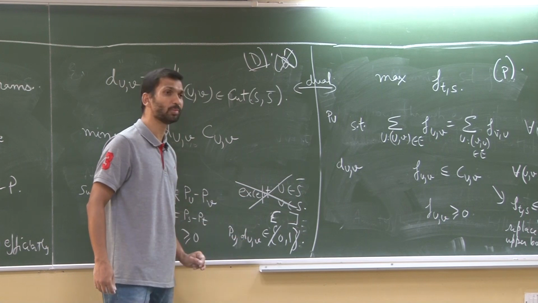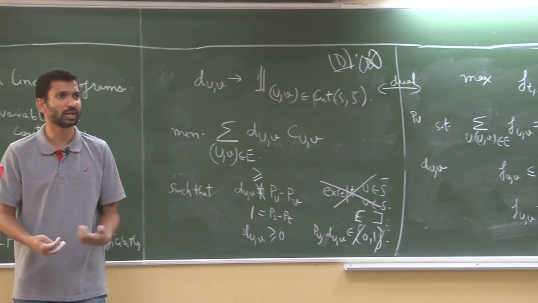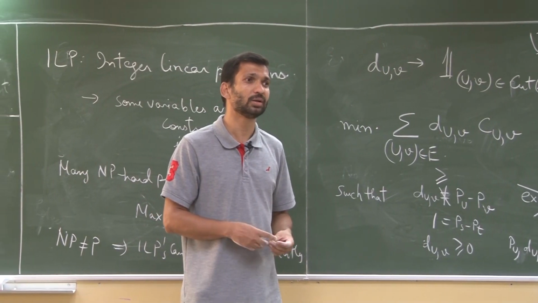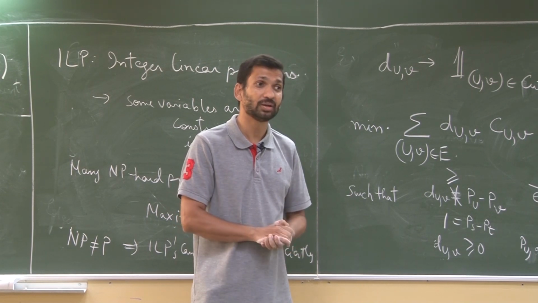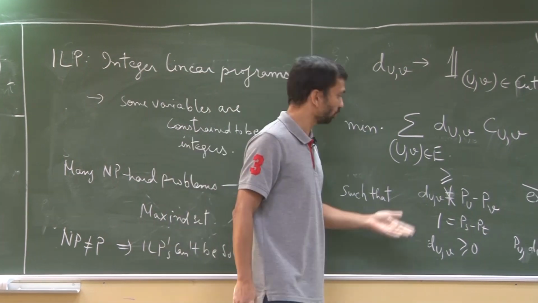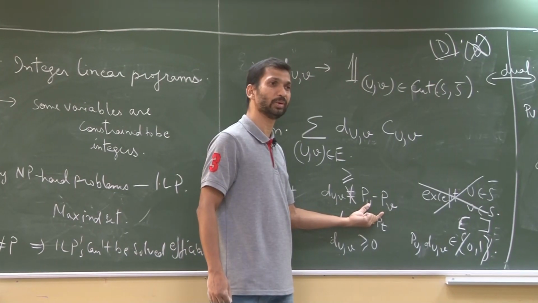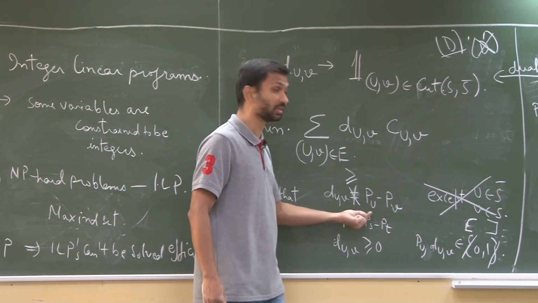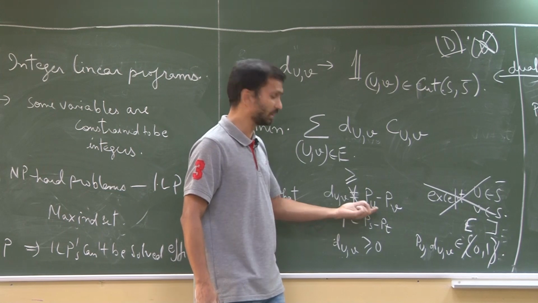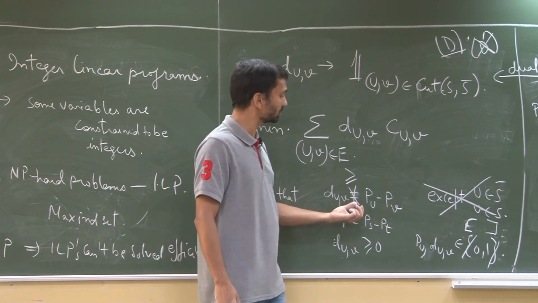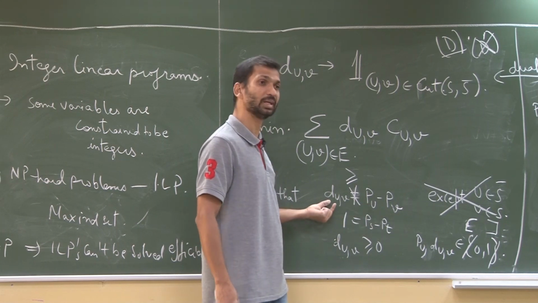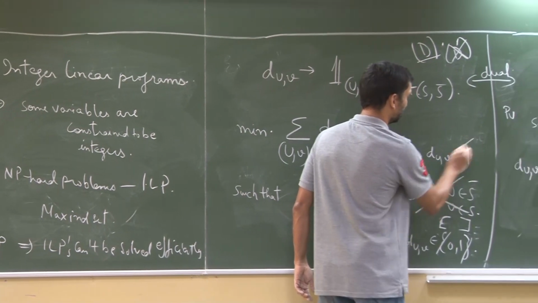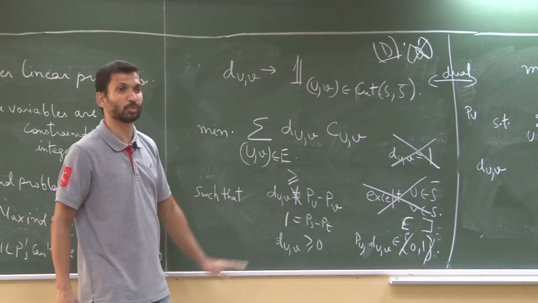For example, what can you say about DUV? Do I want to constrain it between 0 and 1, or can I say something more? Do I need to enforce the constraint DUV less than or equal to 1? Why? We have already enforced that DUV is bigger than PU minus PV. It's a minimization problem, so it will never be bigger than PU minus PV, right? So if that is less than 1, this will automatically be less than 1. So actually I don't need to enforce this constraint. This will automatically be enforced.